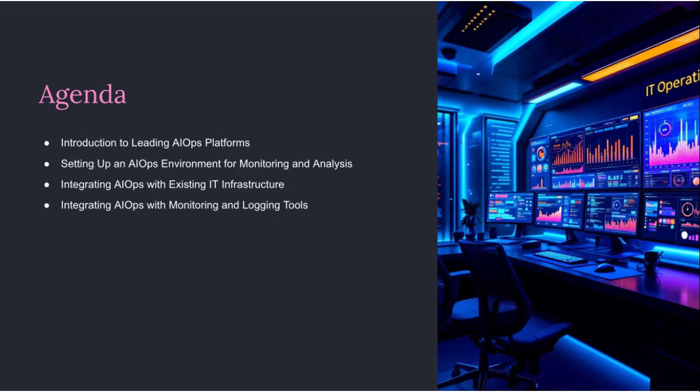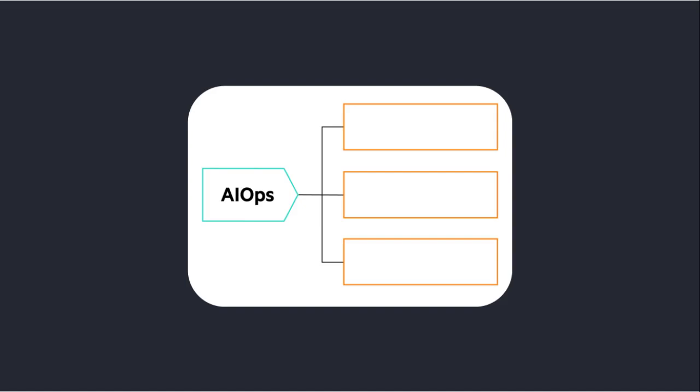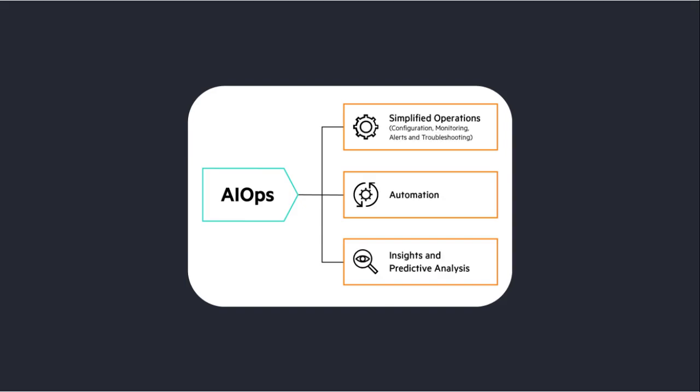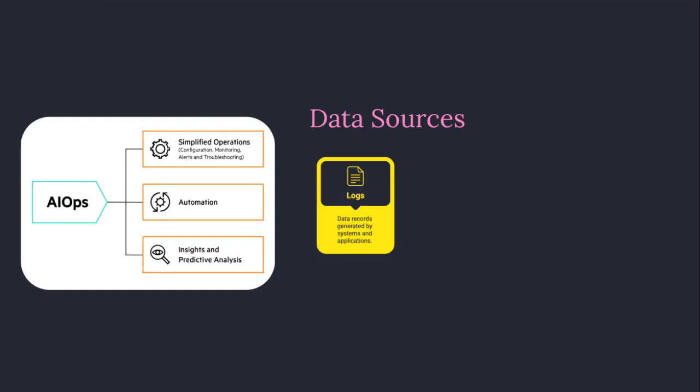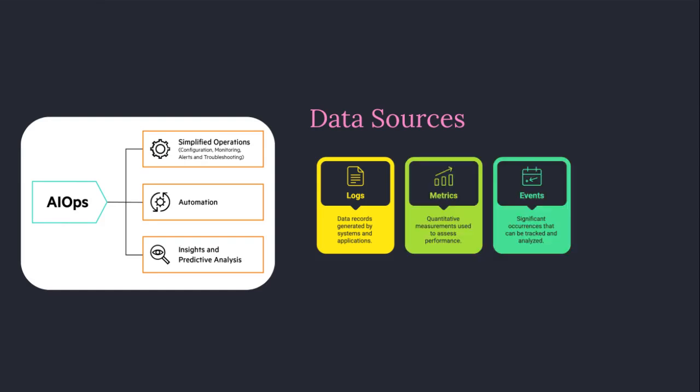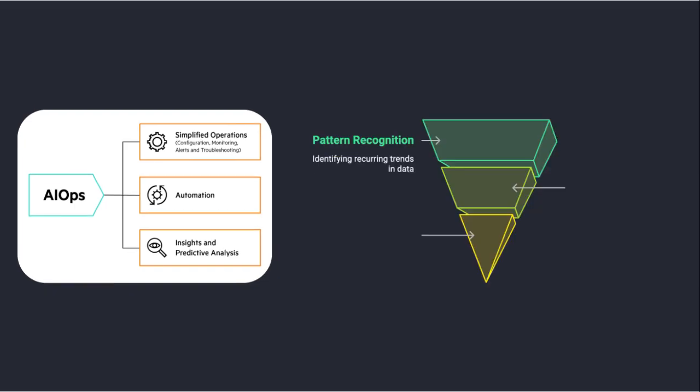Let's get started. AIOps, short for Artificial Intelligence for IT Operations, is a framework that automates and enhances IT operations through AI-driven analytics. It helps organizations process massive amounts of data from different sources, logs, metrics, events, and traces, while automatically identifying patterns, anomalies, and root causes of issues.